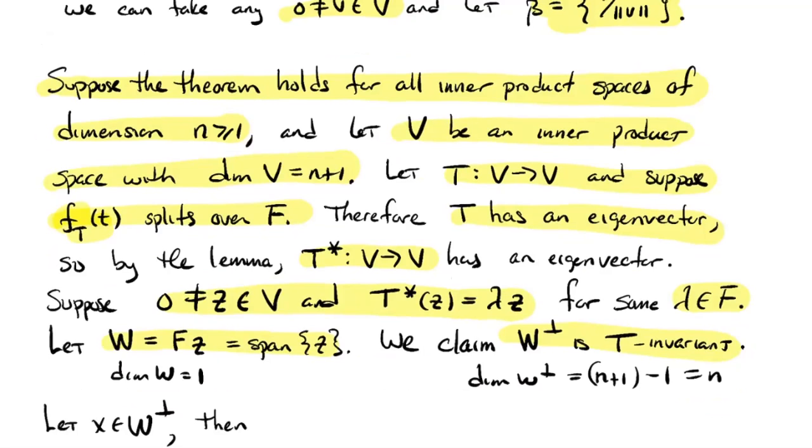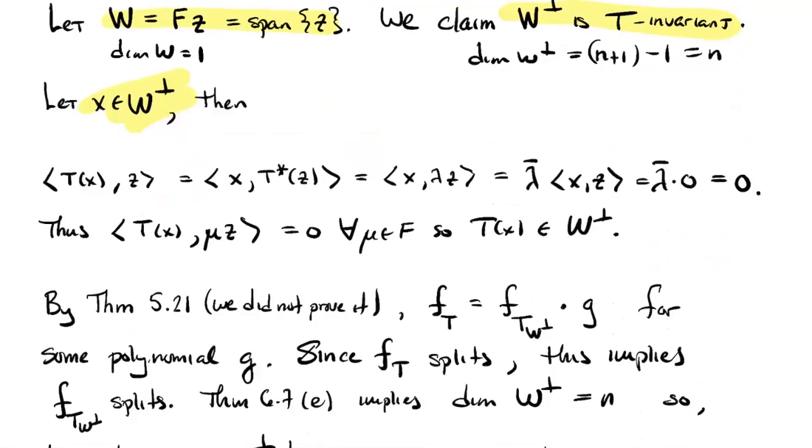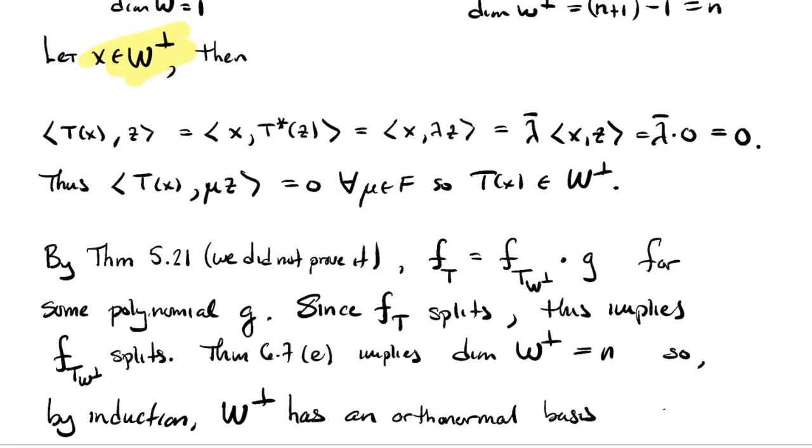So the restriction of T to W perp is also a linear operator. To show that, I have to show that if you take T of something in W perp, it's again in W perp. So let X be in W perp, take a vector in it, and I want to show T of X is in W perp. So I'm starting off by saying, well, let's take the inner product of T of X with the basis vector of W. W is one-dimensional.